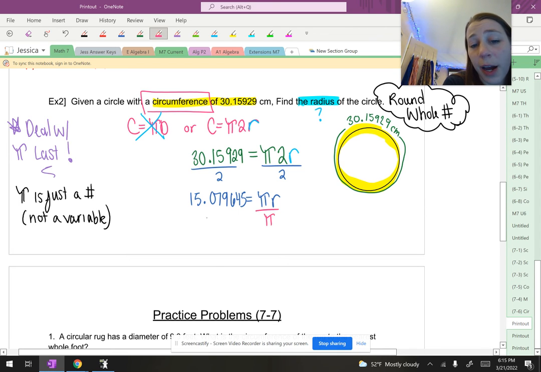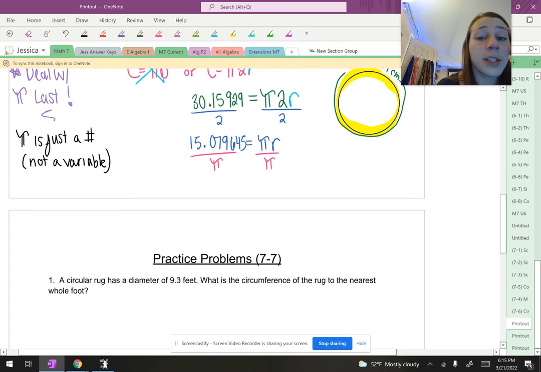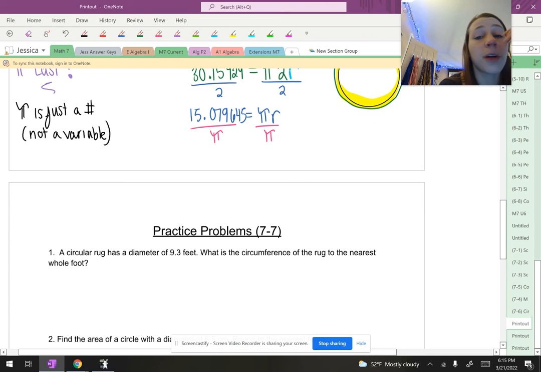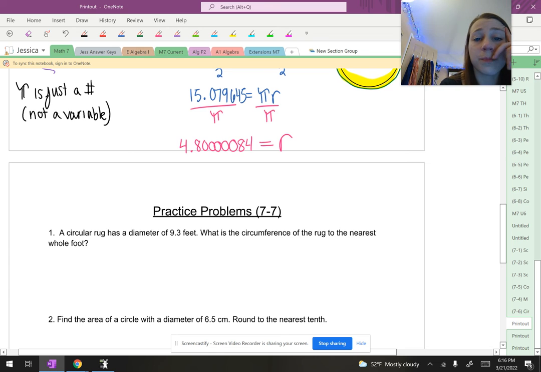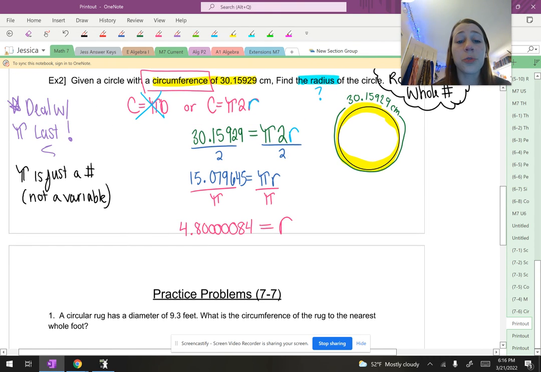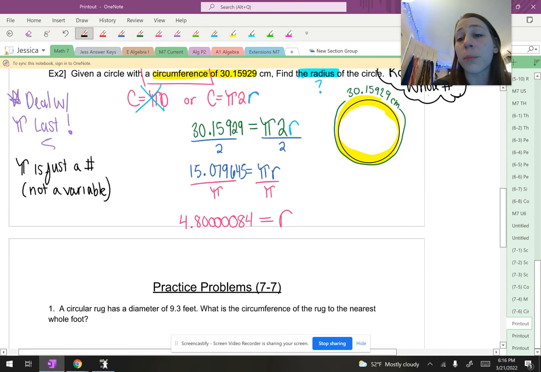Now I can deal with the pi because it's the last thing preventing the r from being by itself. Dividing that 15 point whatever number by pi in your calculator is going to give you 4.8000084 or something along those lines. And that is my radius. Now practice rounding to the nearest whole number. Remember, whole number means no decimals. So basically it's the ones place.